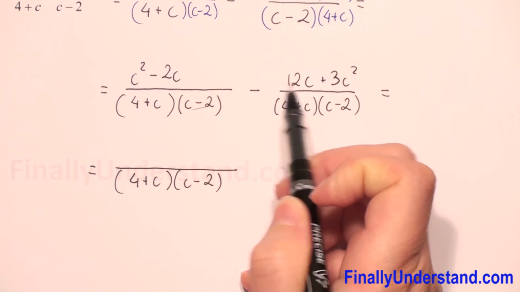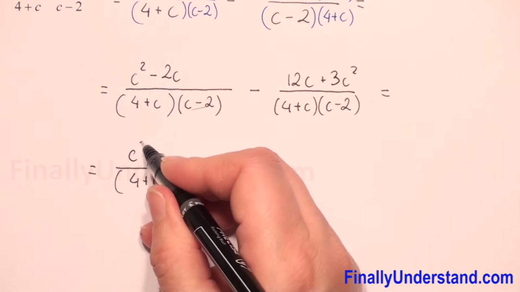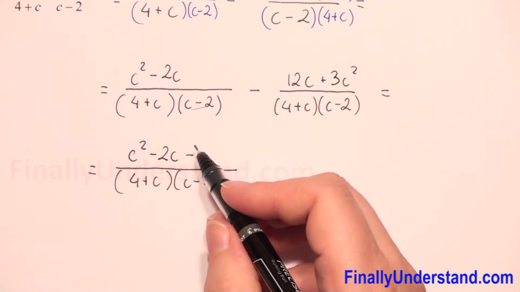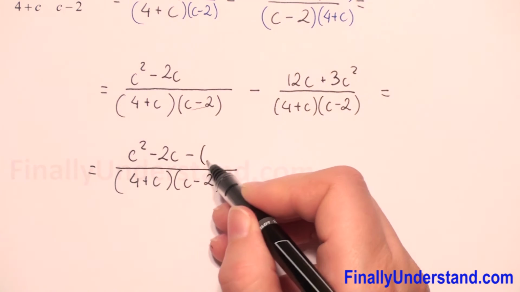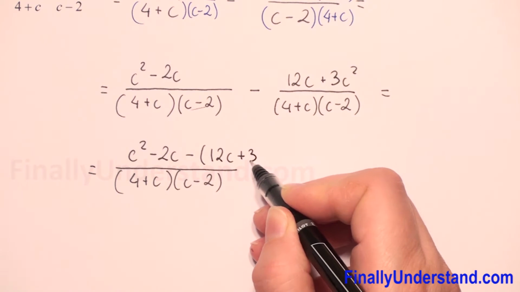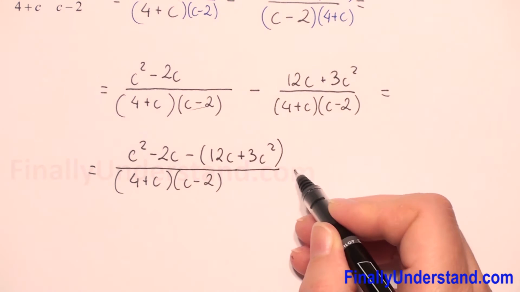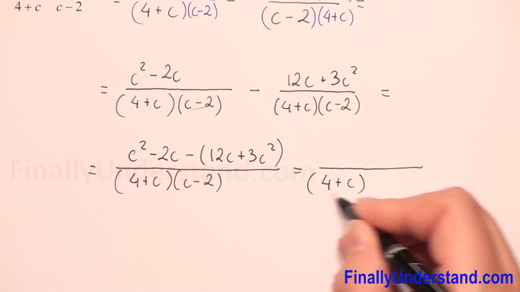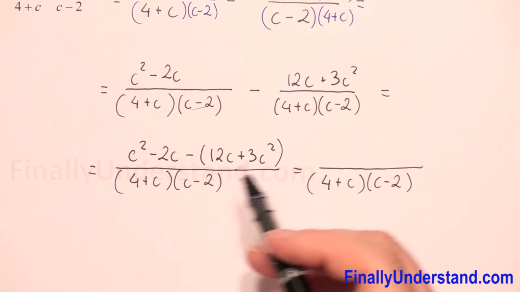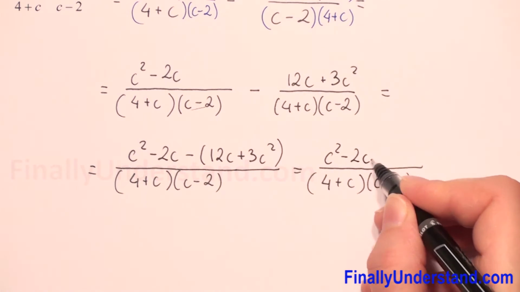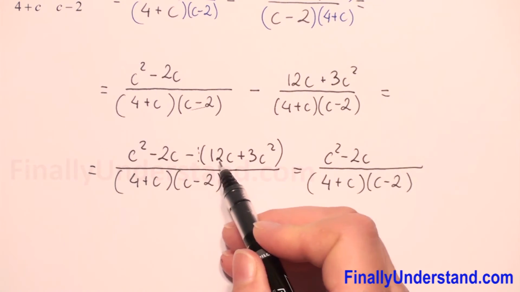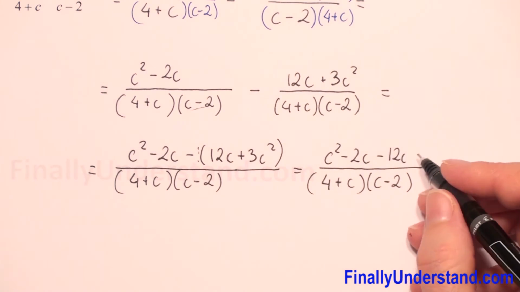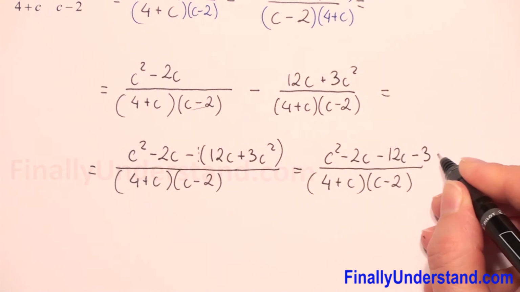Now when we have the same denominators, we copy the denominator and we have to subtract numerators. C squared minus 2c minus, because minus is before this whole expression, so we need to put this in parentheses because we have to change the sign. The denominator we have to copy. And we have c squared minus 2c, and here is like an invisible 1. Negative 1 times 12c is negative 12c. Negative 1 times 3c squared is negative 3c squared.